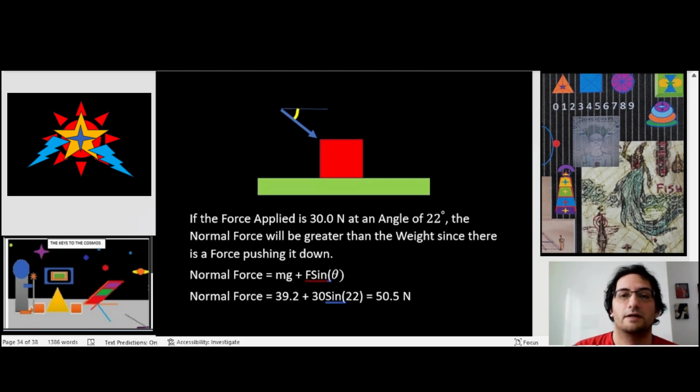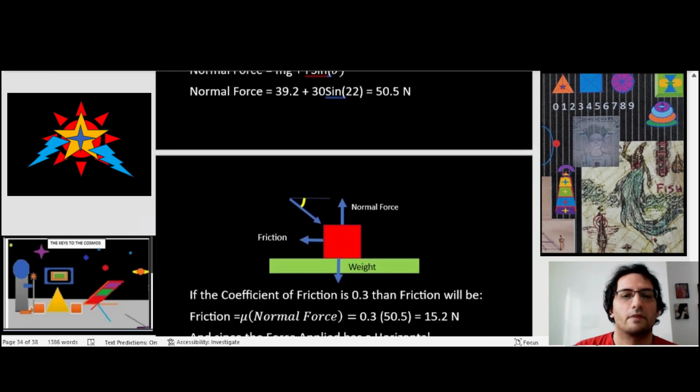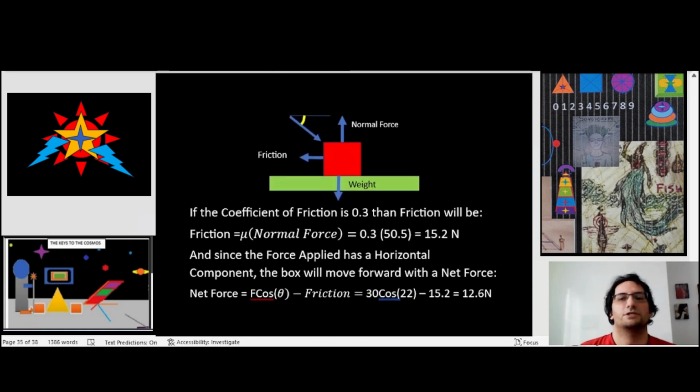the normal force equals the weight, which is the case of just pushing a box sideways. If the coefficient of friction is 0.3, then friction will be the coefficient times the normal force, 0.3 times 50.5, which gives us 15.2 newtons.